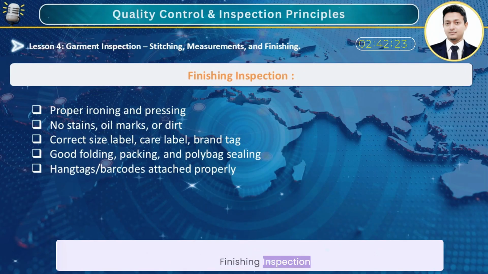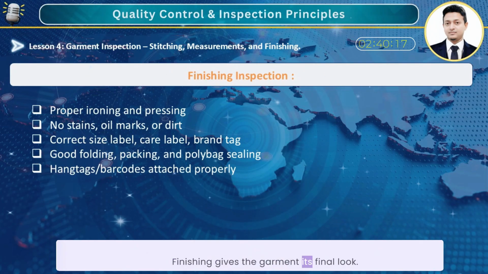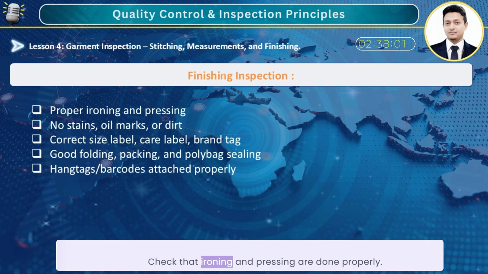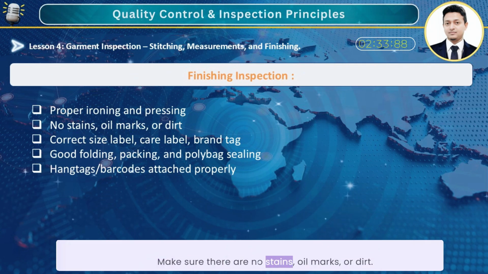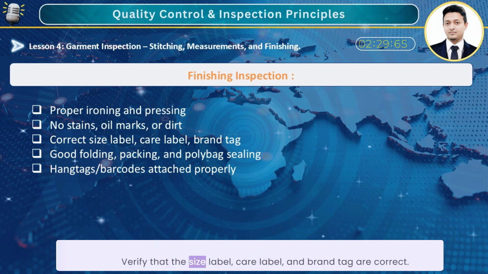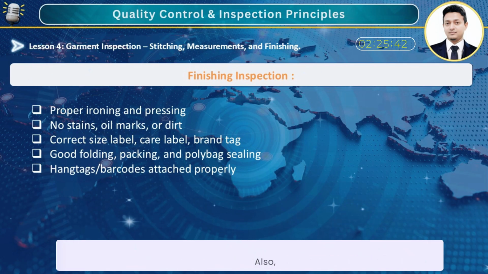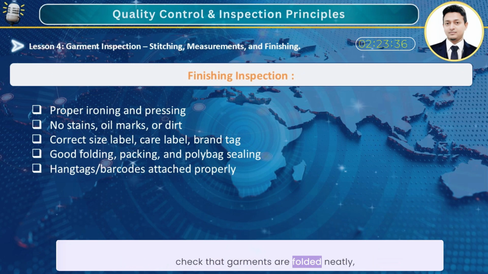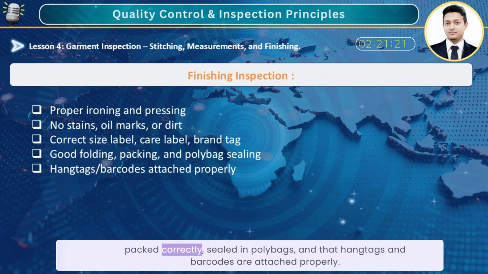Finishing inspection. Finishing gives the garment its final look. Check that ironing and pressing are done properly. Make sure there are no stains, oil marks, or dirt. Verify that the size label, care label, and brand tag are correct. Also, check that garments are folded neatly, packed correctly, sealed in polybags, and that hang tags and barcodes are attached properly.